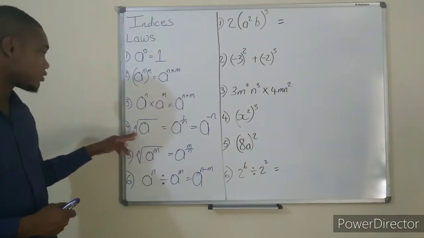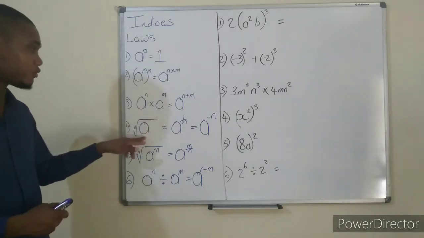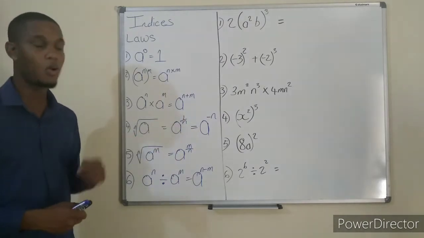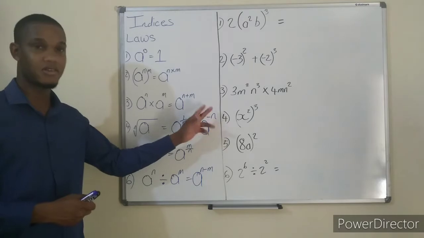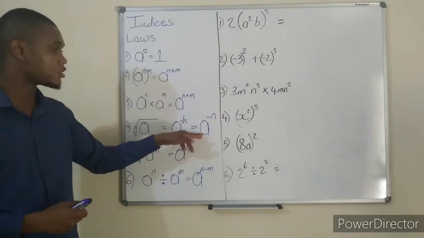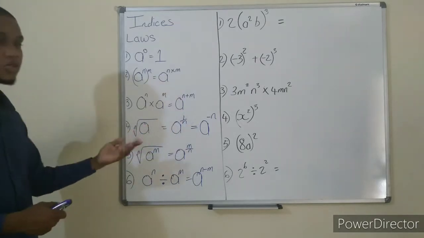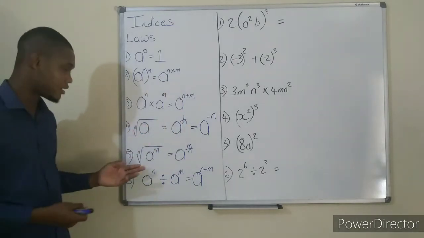Fourth rule, the nth root of a is the same thing as saying a raised to the 1 over n. So you just simply write the number in fractional form or find the root of the number, and it's the same thing.